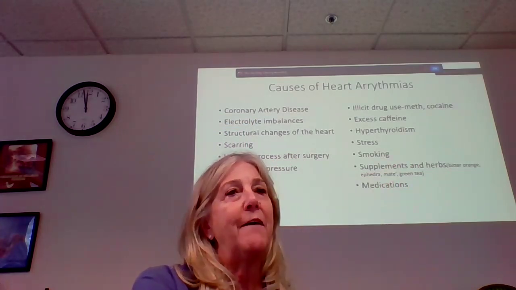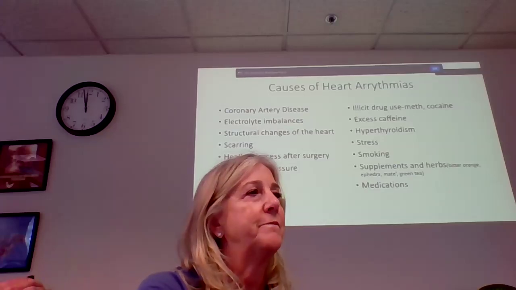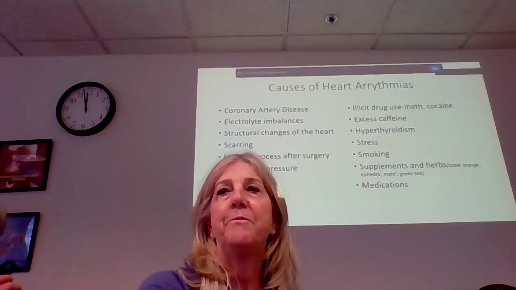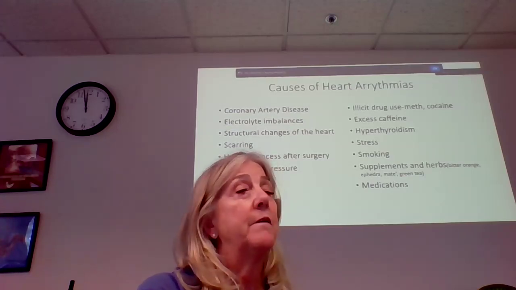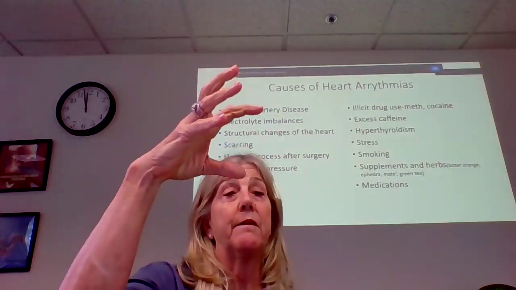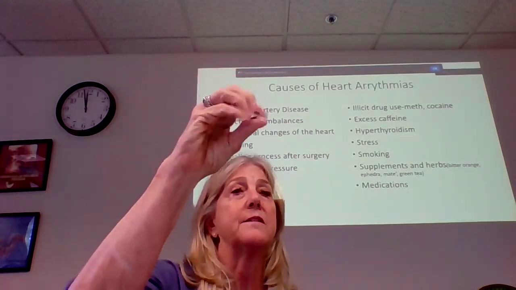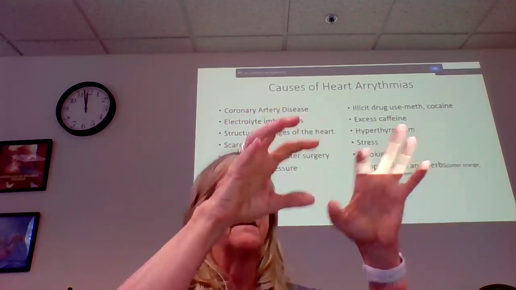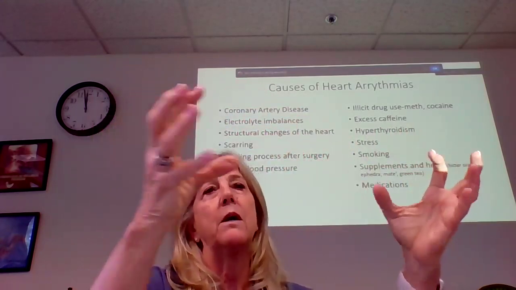What happens when you have atrial fibrillation in terms of structural changes of the heart? Anybody know? Atrial fibrillation occurs in the atria, so the top part of the heart, and the top part of the heart's beating kind of irregularly like this. It's going faster, it's a little erratic, there's electrical conduction going on to places it shouldn't be going.